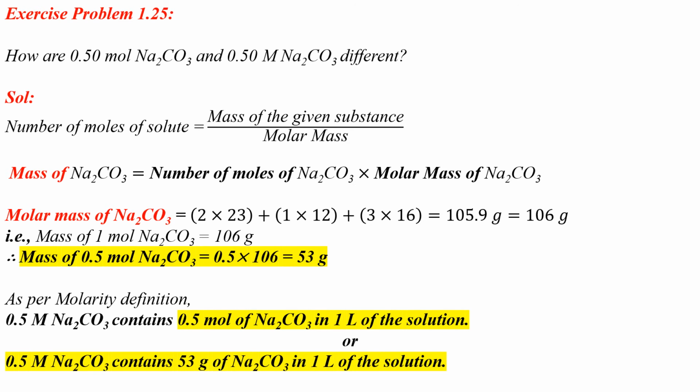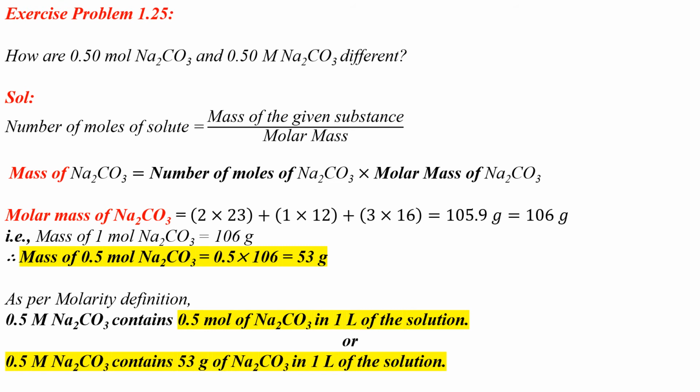Exercise problem 1.25. How are 0.50 mole sodium carbonate and 0.50 molar sodium carbonate different? Now, how much is the mass of 0.5 moles of sodium carbonate? We should rearrange the formula number of moles of the substance equal to mass of substance divided by molar mass of substance in order to find out the mass of the substance, which is sodium carbonate. Okay, upon rearranging this formula, it becomes mass of sodium carbonate equal to number of moles of sodium carbonate into molar mass of sodium carbonate.